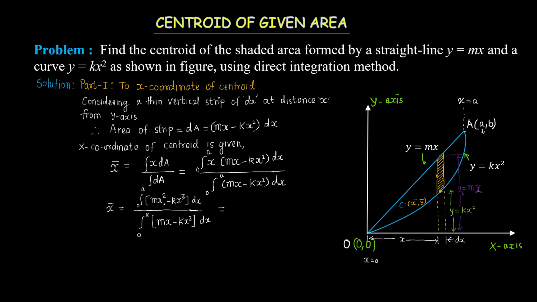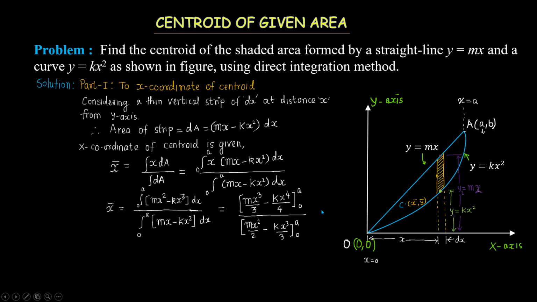Now the integration of mx square is going to be mx raised to 3 by 3, so it is going to be mx cube by 3. Integration of kx cube is going to be kx raised to 4 by 4. The limit is 0 to a, whole divided by, now let's do the integration part in the denominator. The integration of mx is going to be mx square by 2 minus kx cube by 3, 0 to a. So we have done the basic integration of it. Now we are going to put the limit.